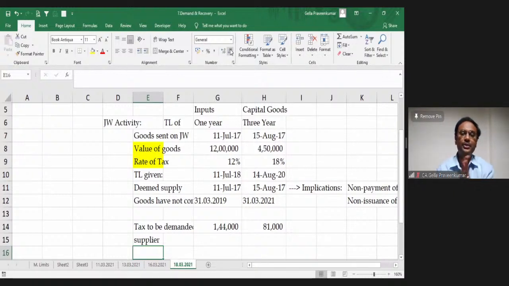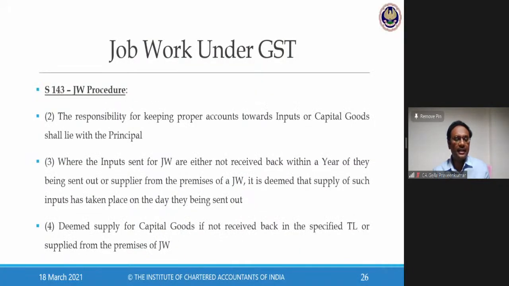This is the exposure I have in relation to the goods which have not come back within a period of 1 year or 3 years. This is what we need to understand. Let me come back to my presentation. Now, before I go further, let me see if there are any questions posted till now. Okay, I guess so far so good. There are no questions posted till now.